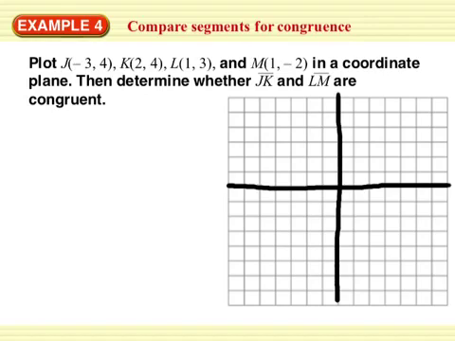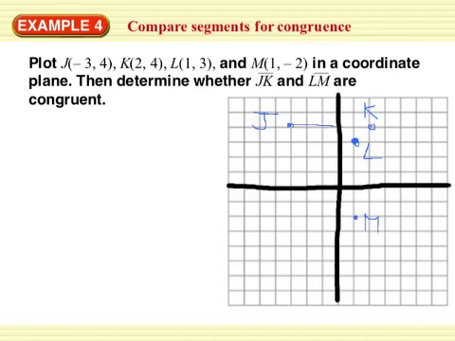Okay, example 4. Plot those points in a coordinate plane, then determine whether the line segments are congruent. So let's plot them. Negative 3, 4, 1, 2, 3, 1, 2, 3, 4. This is J, 2, 1, 2, 3, 4. K, L, 1, 1, 2, 3. My handwriting is awful at this point. And M, 1, negative 2.